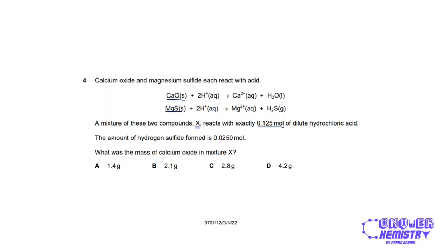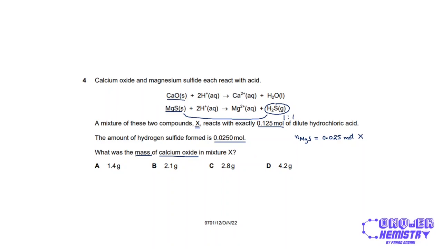It says the amount of hydrogen sulfide formed is 0.025 moles. If you look at these reactions, only the second equation has H2S involved. All right. So using these moles, we can actually find out the moles of magnesium sulfide. You can see over here that these 2 guys are in a 1-to-1 molar ratio. So you can see that the moles of magnesium sulfide, that's going to be 0.025 moles, right? But that's not what we need, is it? We need to find the mass of calcium oxide. So it doesn't make much sense to find the moles of magnesium sulfide. We need the moles of calcium oxide.